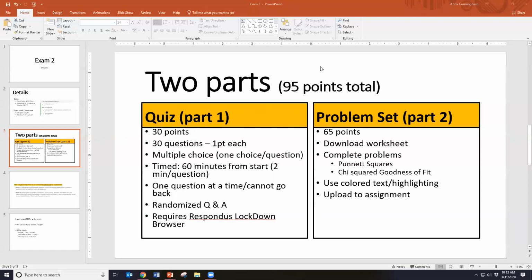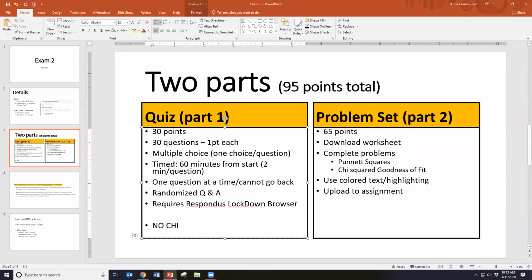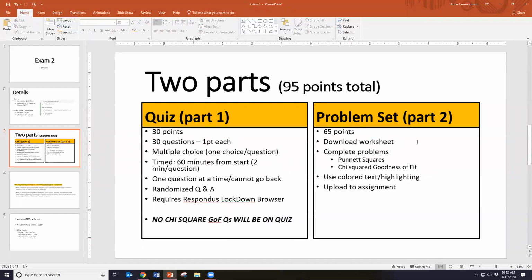For the quiz, I do think that the problem set will help you on the quiz, although it is important to note that on the quiz, I'm going to type this in, no chi-square goodness of fit questions will be on the quiz. Those are only associated with the problem set. So you'll know what I'm talking about when you do that problem set. I will upload this Exam2 details to Canvas as well.